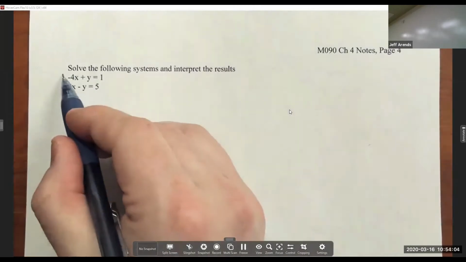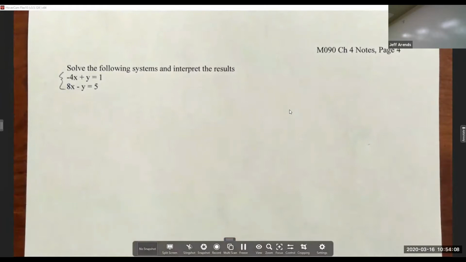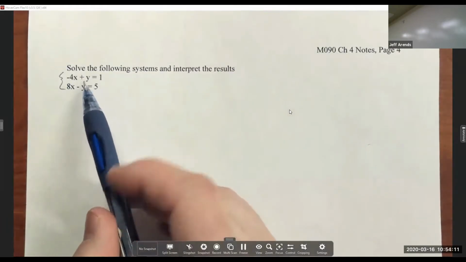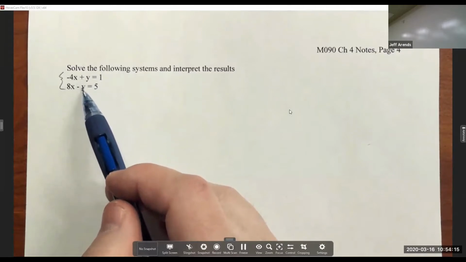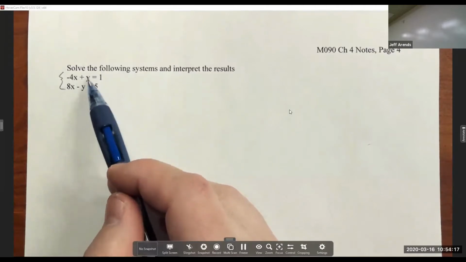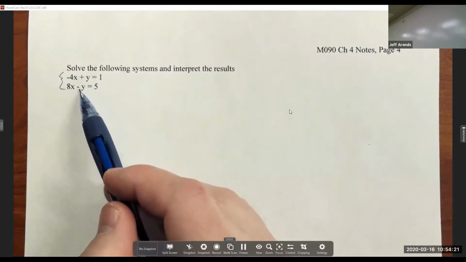All right, let's solve a couple more systems of equations. On that last problem, I said that we want to choose a variable that has either a 1 or a -1 for its coefficient. You can see both of these y's. This y has a 1 for a coefficient. This y has a -1 for a coefficient.